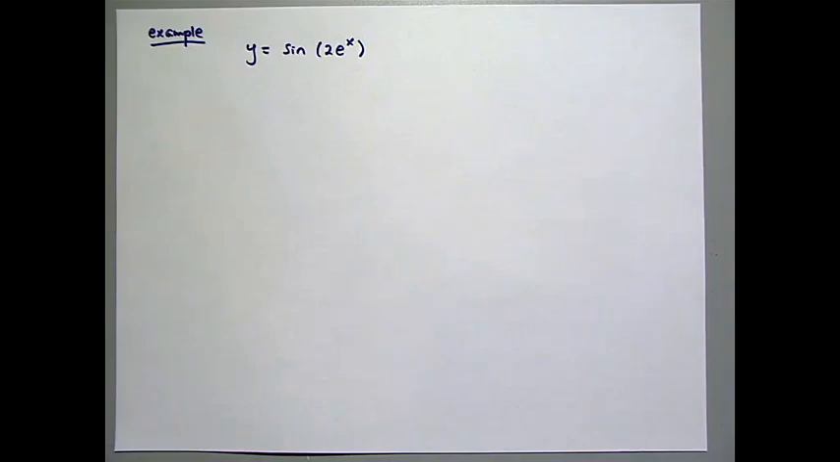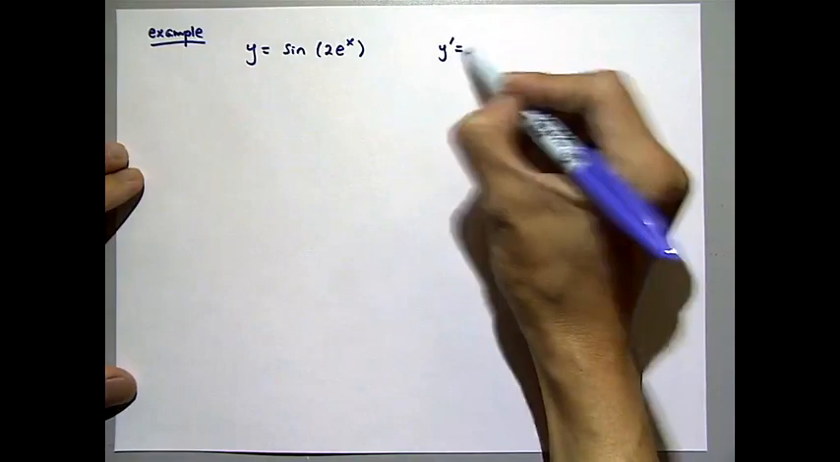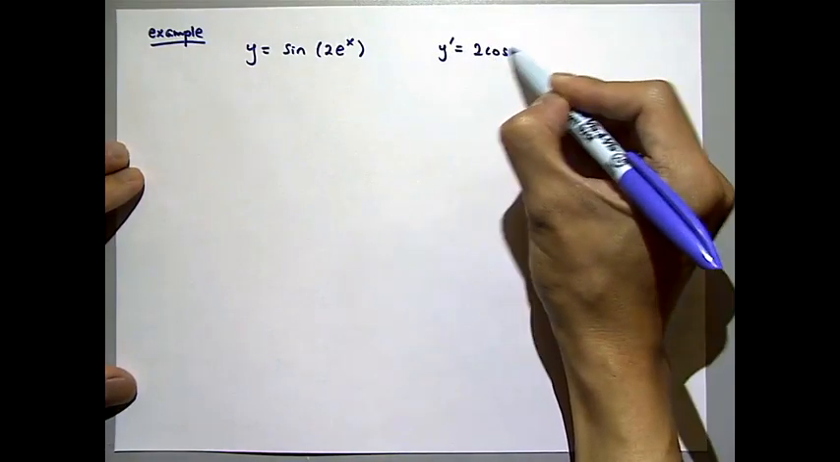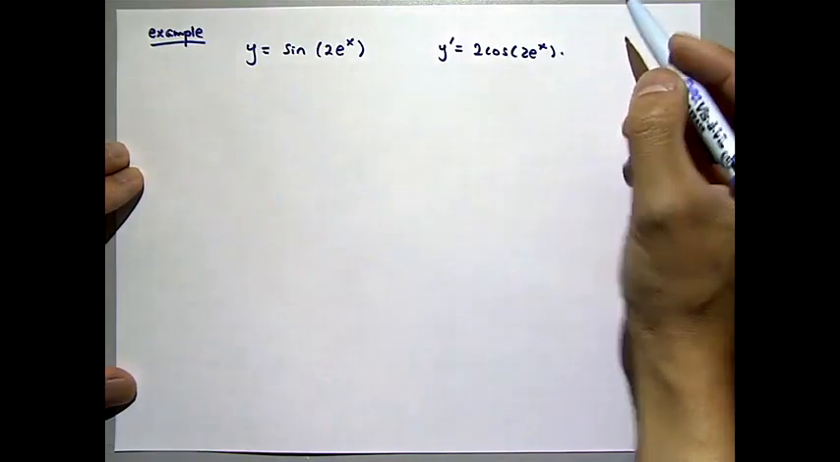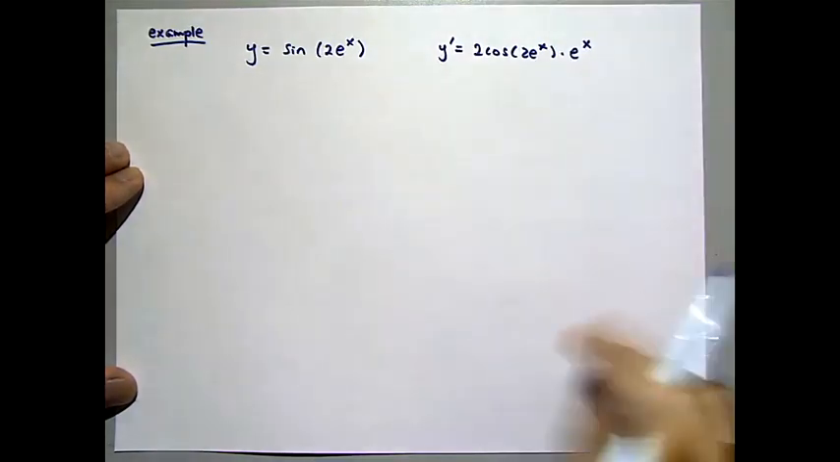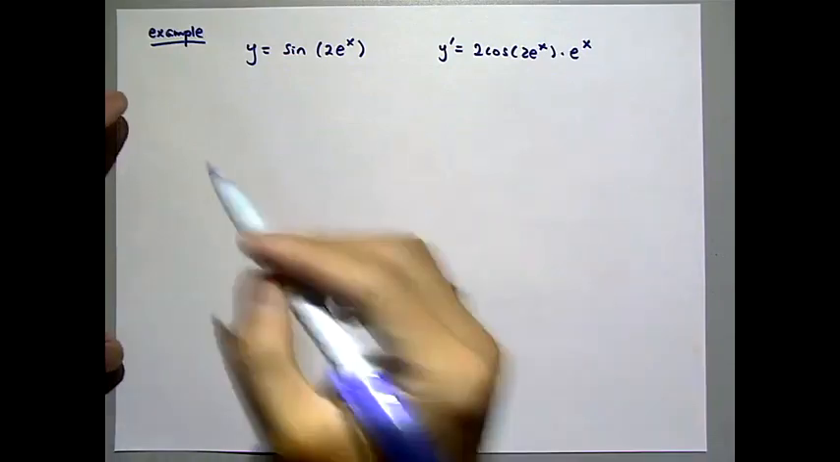Okay, everyone agree? So this is what he got. y prime is, you said, 2 cosine of 2e to the power of x times e to the power of x. Who got that? Good, good, wonderful. If you didn't get that, let me quickly go over this thing here.